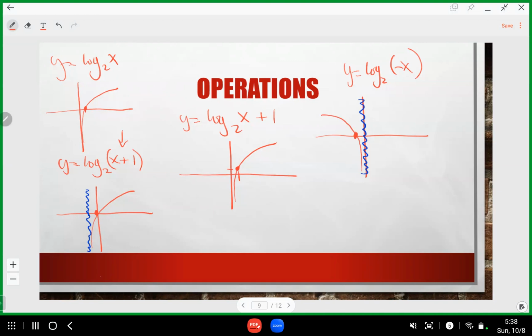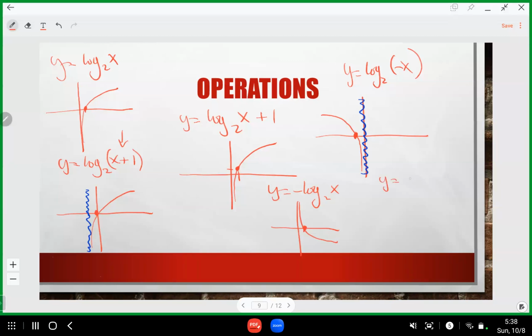Now we have some different things, like y equals negative log base 2 of x. This is actually a vertical reflection here. There's the same vertical asymptote, and the reference point is still the same, except it is going down like this.